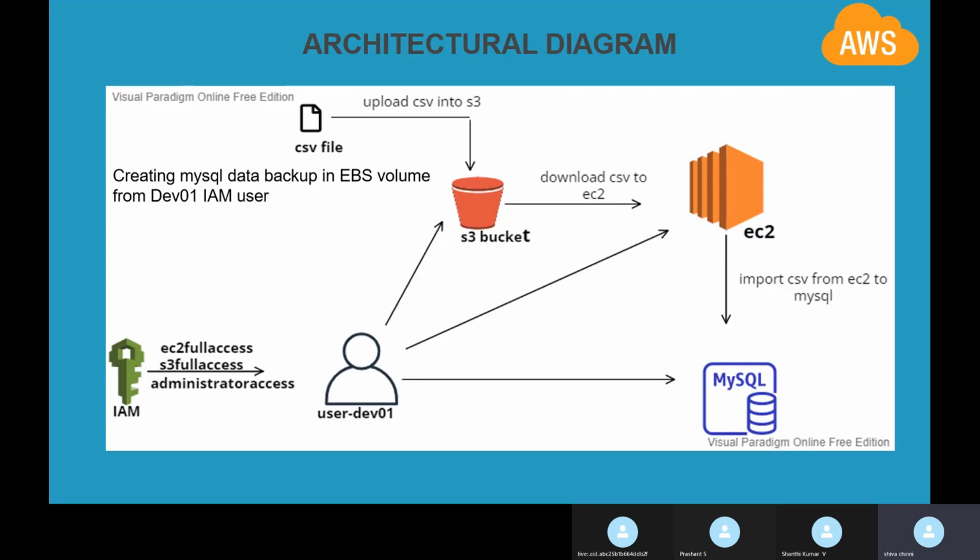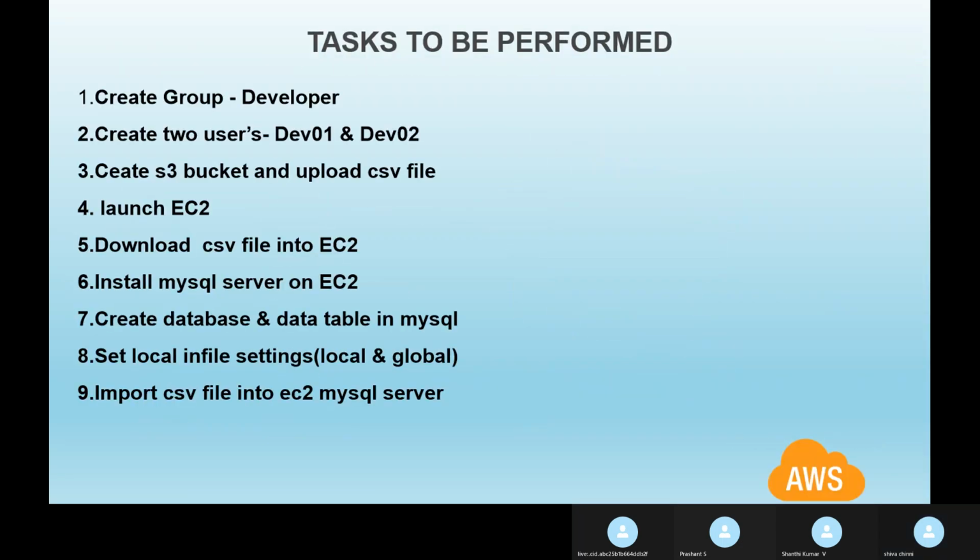So this is our architectural diagram, which we need to follow while completing our requirement. In our AWS console, we are using IAM services, an S3 bucket, and also EC2 and MySQL. These are the services involved in completing the requirement. These are the tasks which we need to do.